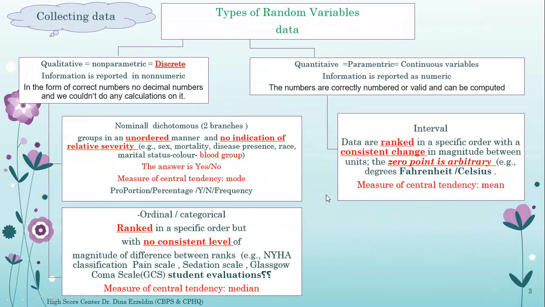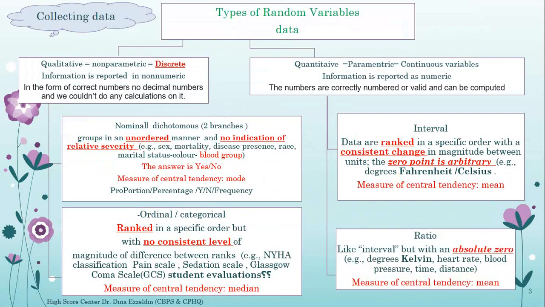There are two kinds of quantitative or continuous data. The first is interval, ranked in a specific order with consistent change, but the zero point is arbitrary, meaning it's not true and not the smallest number. There are negative numbers below zero, like Fahrenheit or Celsius degrees, and these are the only two examples of interval data. The other kind is ratio, which is like interval but with an absolute zero, meaning true zero, so there are no negative numbers, like blood pressure, heart rate, or Kelvin degrees.